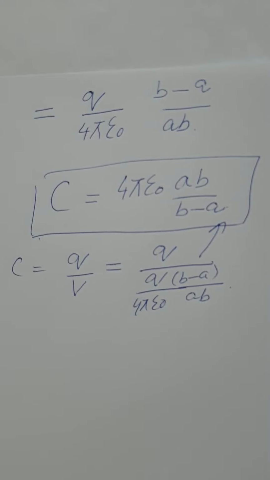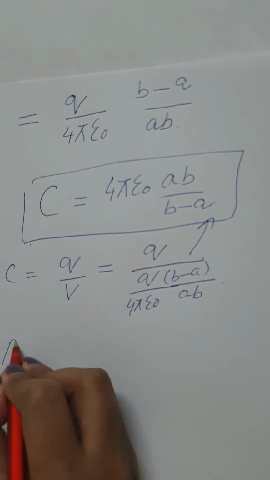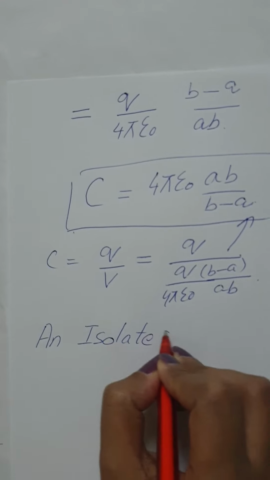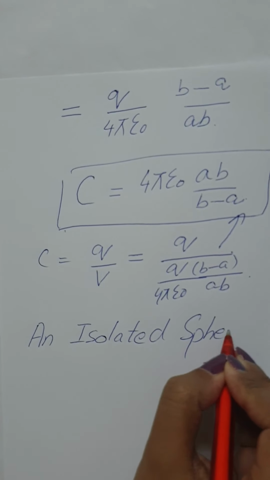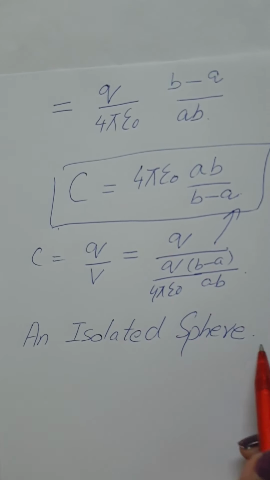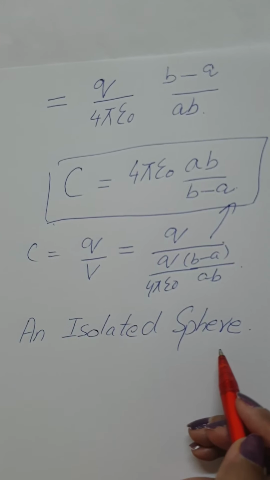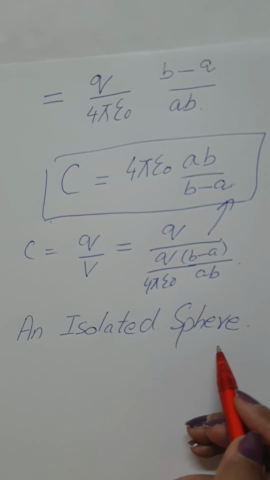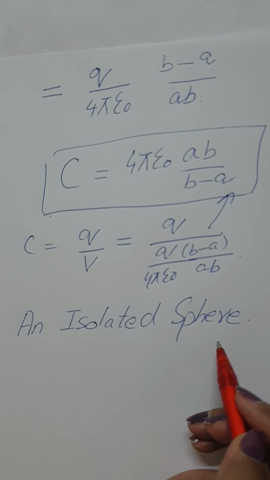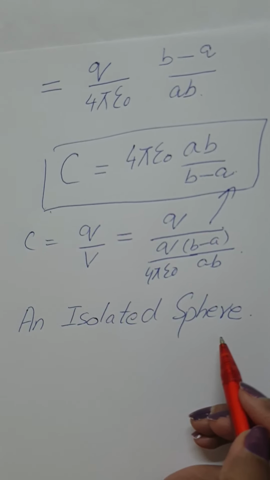Now we can also find out the capacitance for an isolated sphere. What we will do in this one, we will modify the same equation to find out the capacitance for an isolated sphere. We assign a capacitance to a single isolated sphere conductor of radius R by assuming that the missing plate is a conducting sphere of infinite radius.